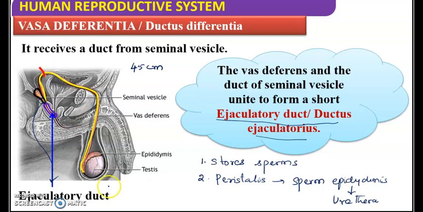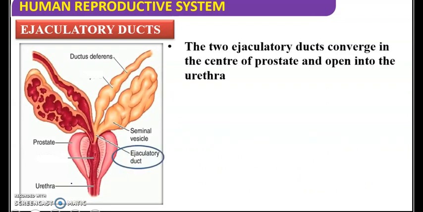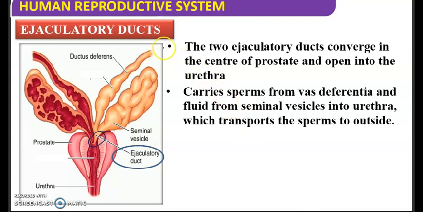So next we are going to talk about the ejaculatory duct. So what are ejaculatory ducts? Now, the ejaculatory ducts are ducts that converge in the center of the prostate and open into the urethra. So here is our ejaculatory duct, which is shown. So what is happening here? The main function of it is that it carries sperms from the vas deferens, or the ductus deferens. So the sperms are coming like this. It carries the sperms like this.